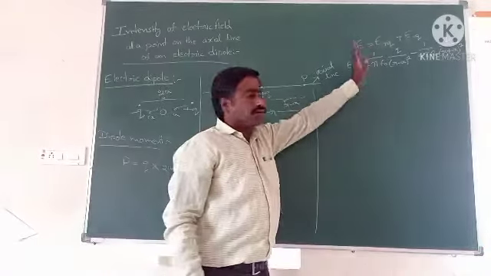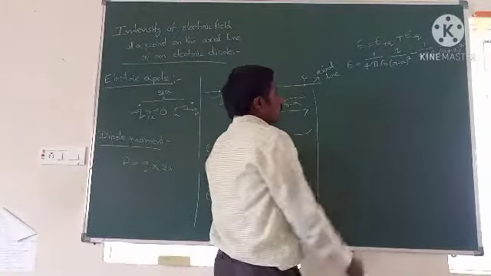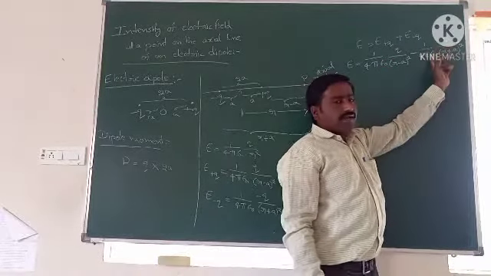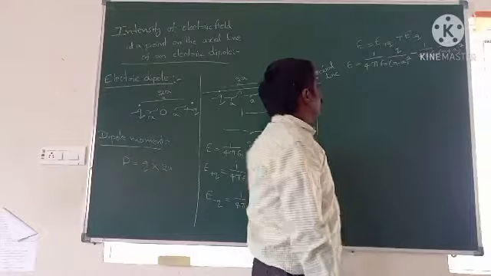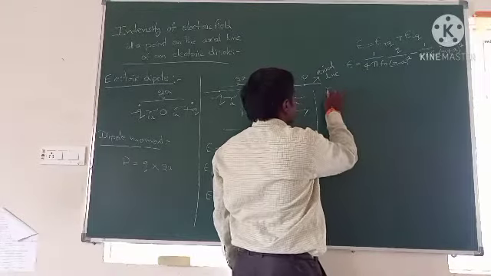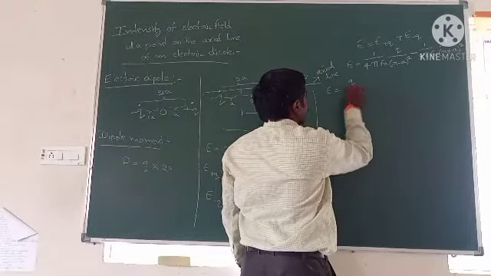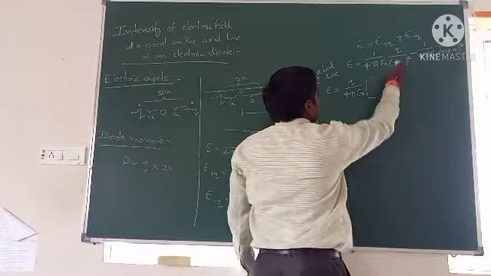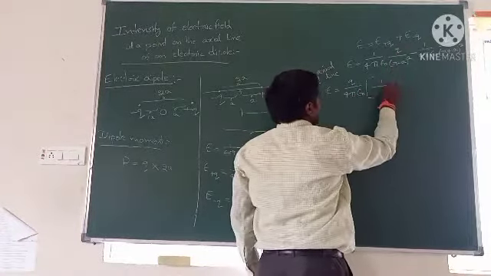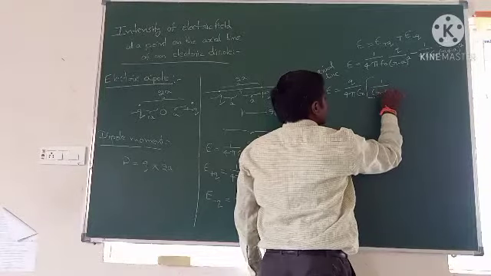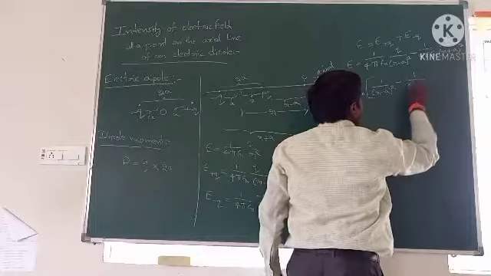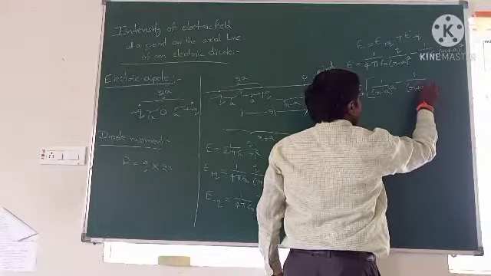Now we have to simplify this one. Here q by 4 pi epsilon naught, here q by 4 pi epsilon naught. So we have to take that q by 4 pi epsilon naught common. So E equals q by 4 pi epsilon naught. What is the remaining term here? 1 by (r minus a) whole square minus 1 by (r plus a) whole square.